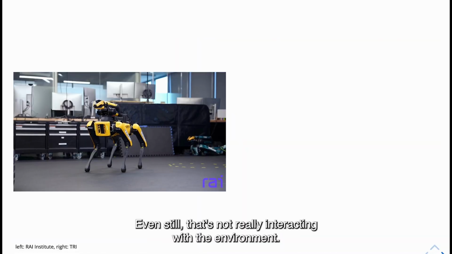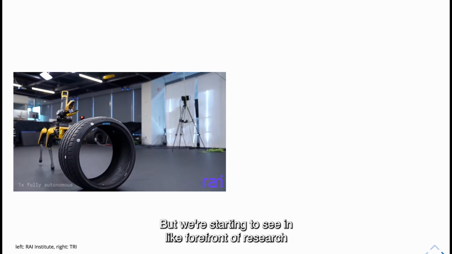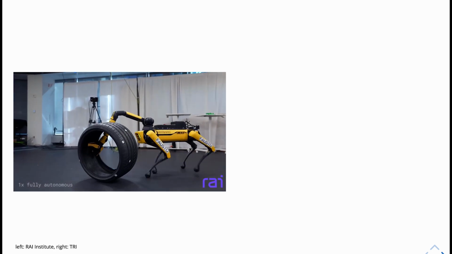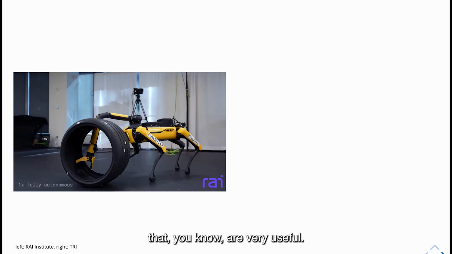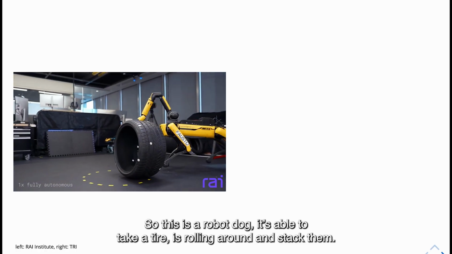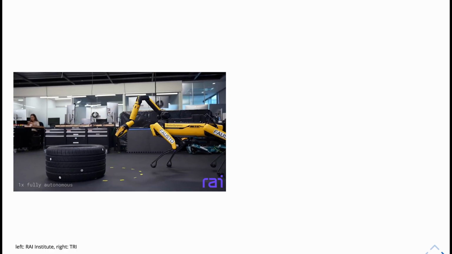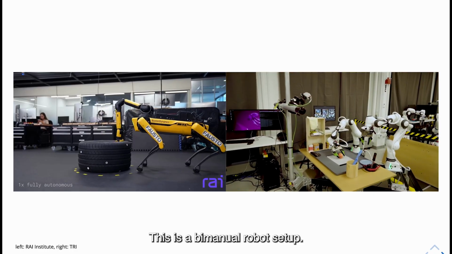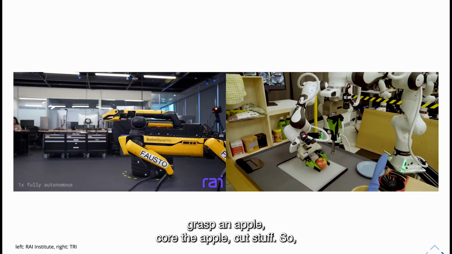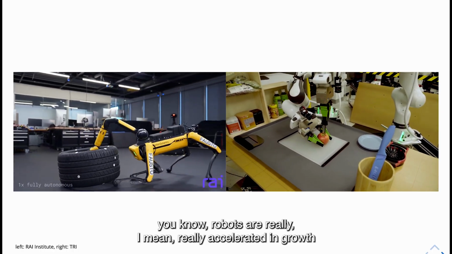Even still, that's not really interacting with the environment that much. That's kind of just on its own doing crazy things. But we're starting to see at the forefront of research that robots are able to do really incredible, intelligent behaviors that are very useful and starting to leave the lab. This is a robot dog. It's able to take some tires, roll them around, stack them. This is a bimanual robot setup. It's able to grasp an apple, core the apple, cut stuff. So robots have really accelerated in growth.